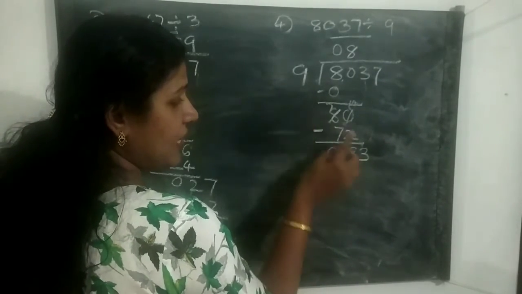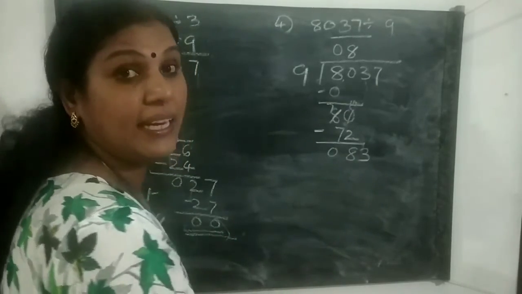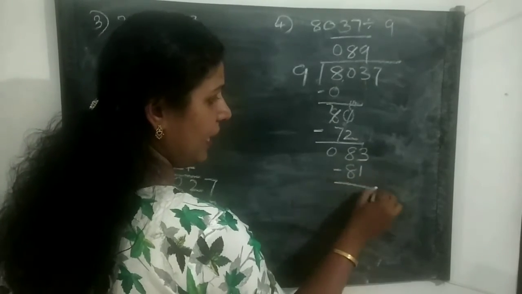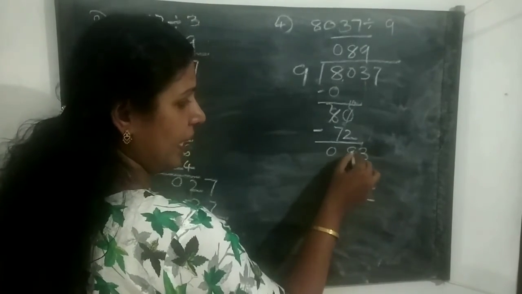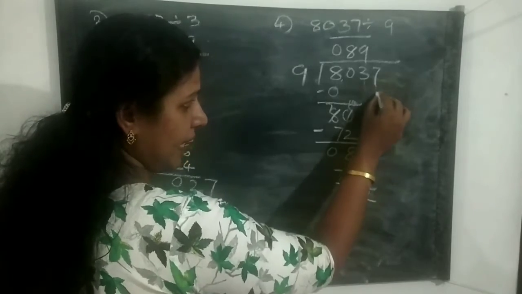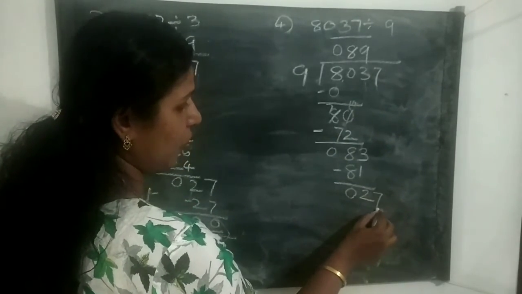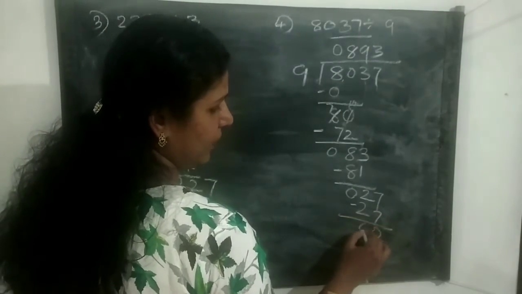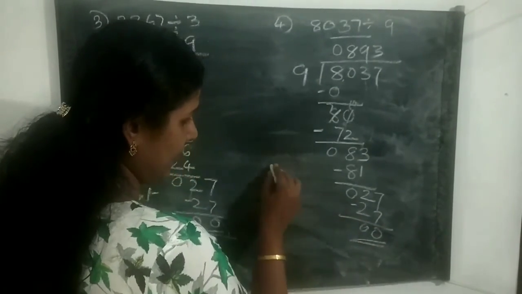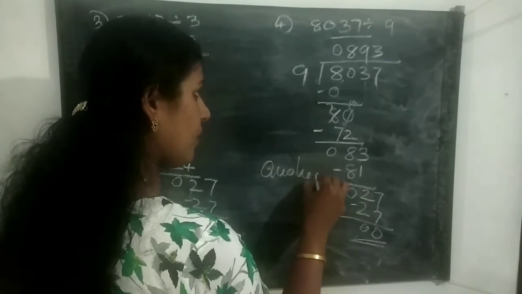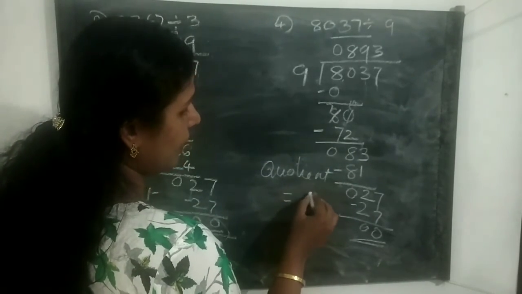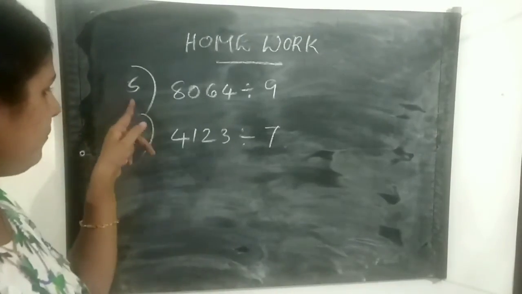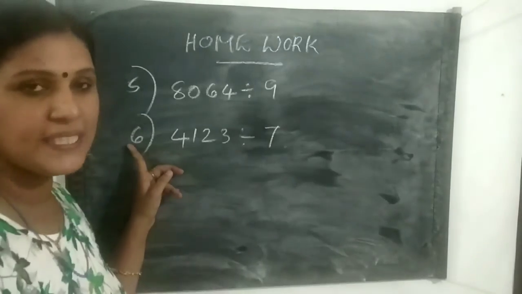And how many times does this 9 go into this 83? That is 9 9s are 81. So here we write as 9 9s are 81. And 3 minus 1 is 2. 8 minus 8 is 0. The next step is we bring down this 7 from the top. That is 9 3s are 27. So 0, 0. We get the remainder as 0 and the quotient equal to what? 893. So children, fifth question and sixth question, do it yourself.